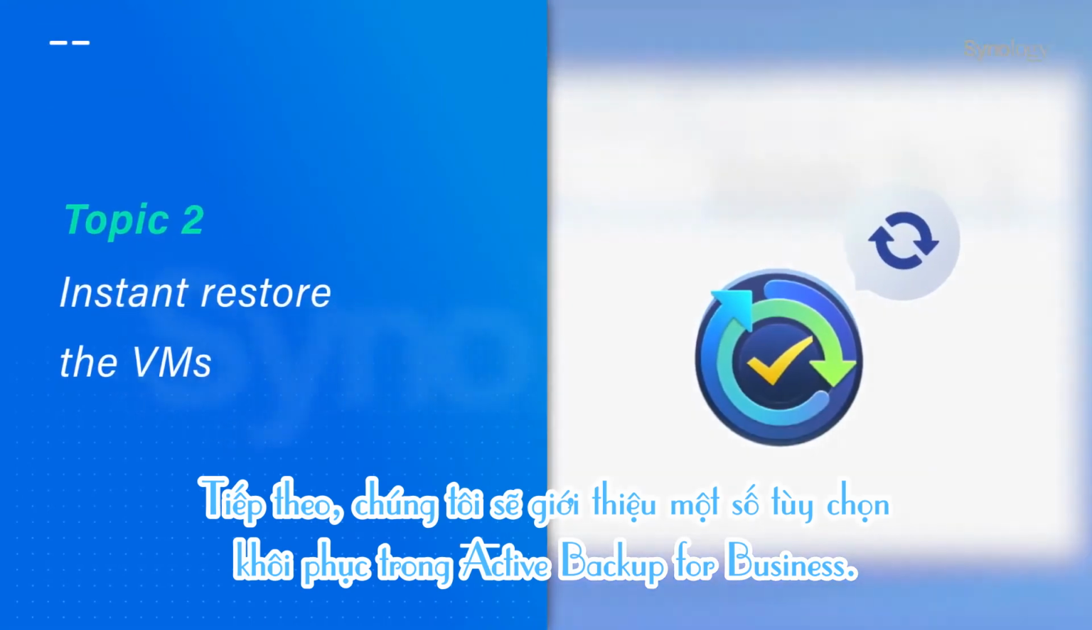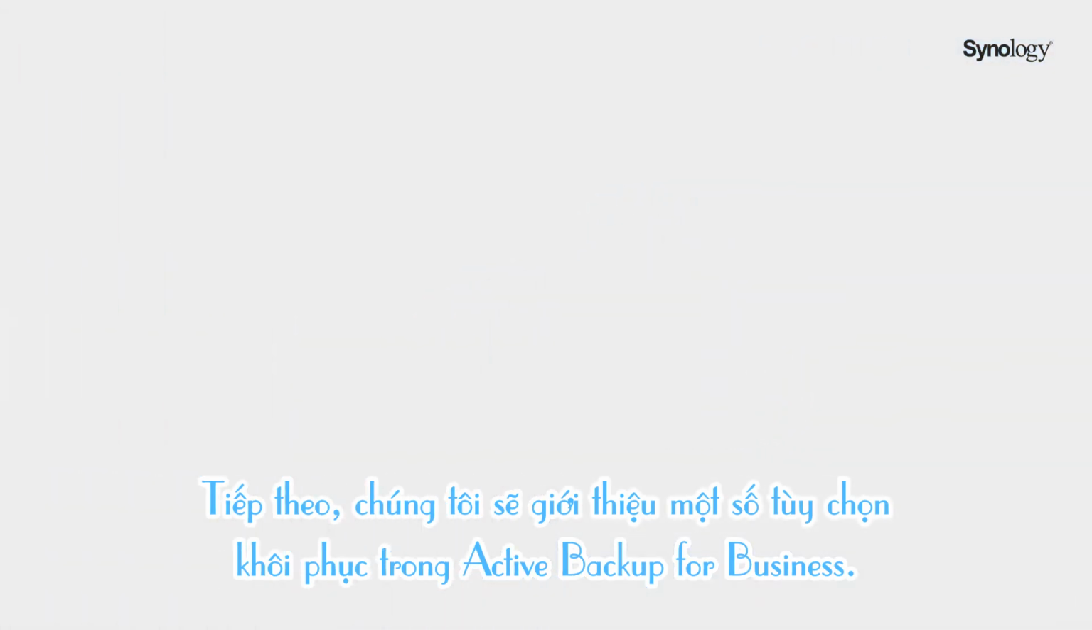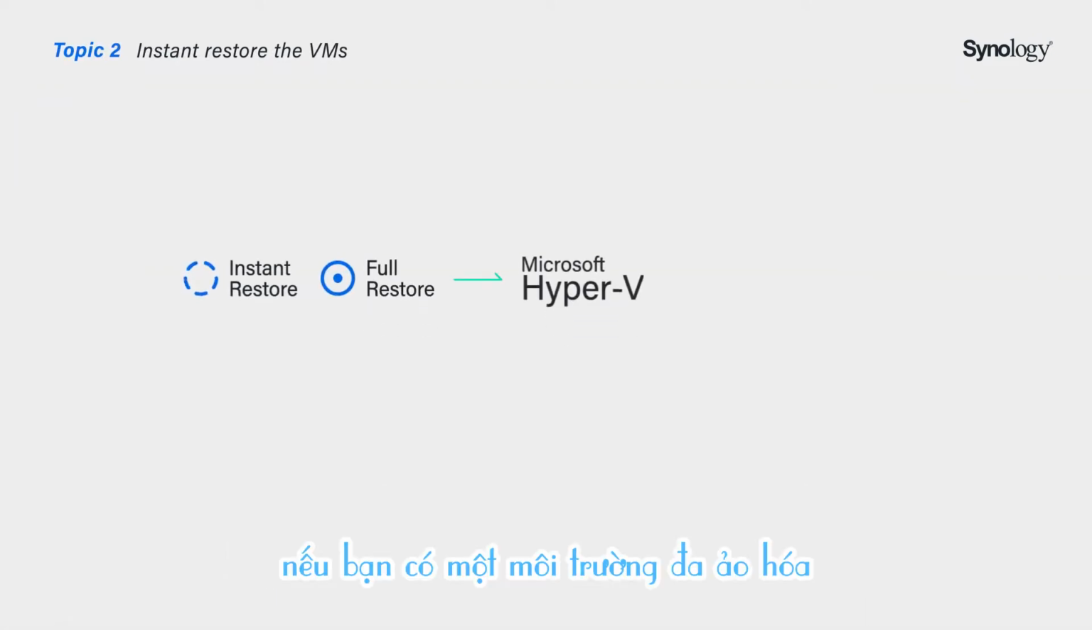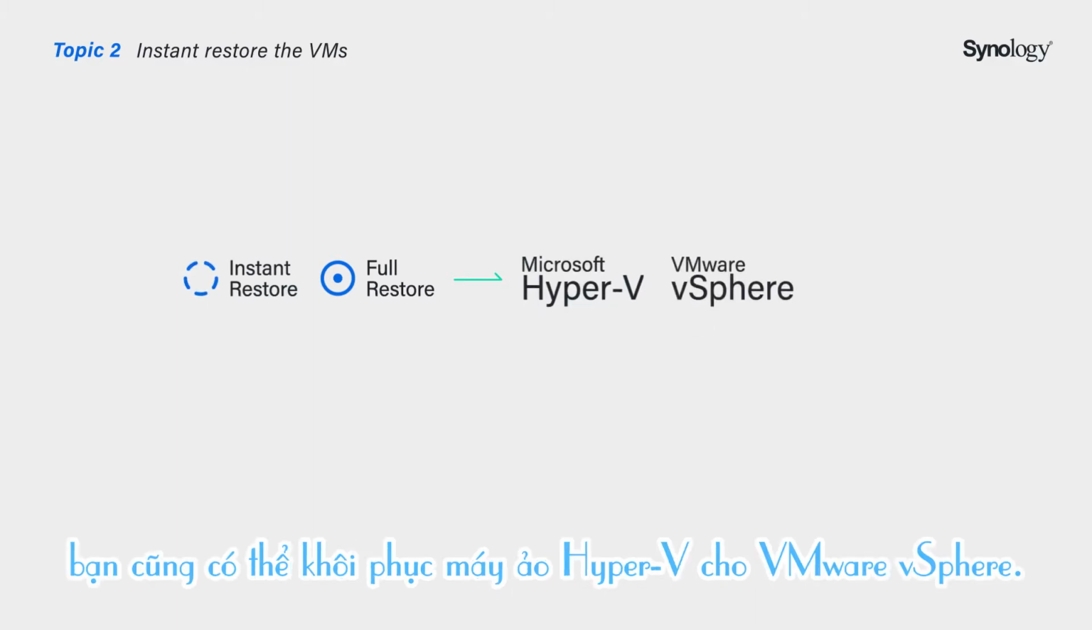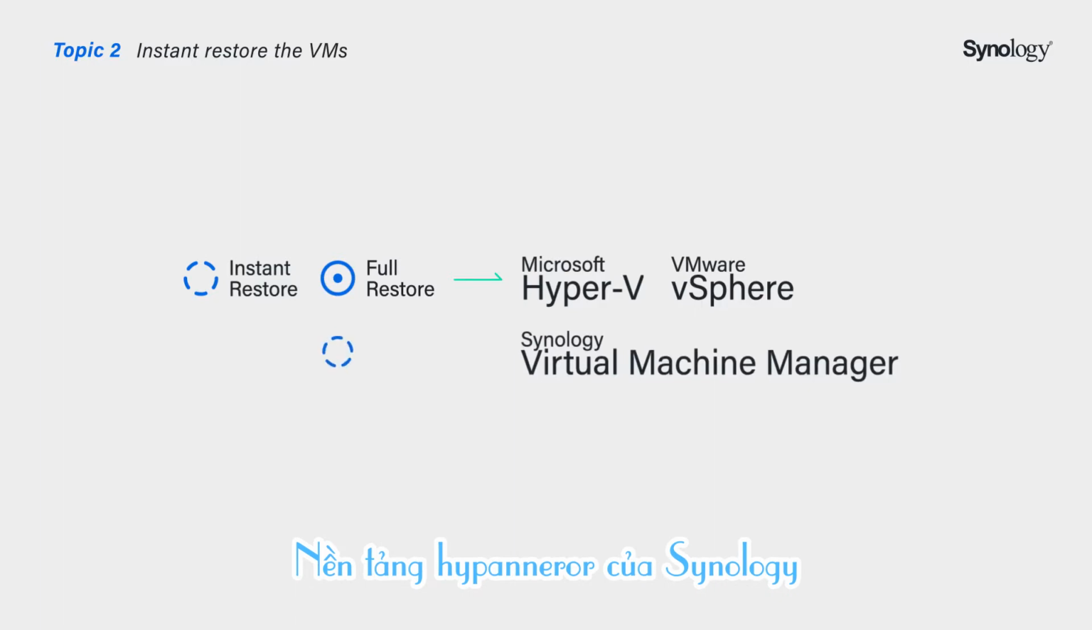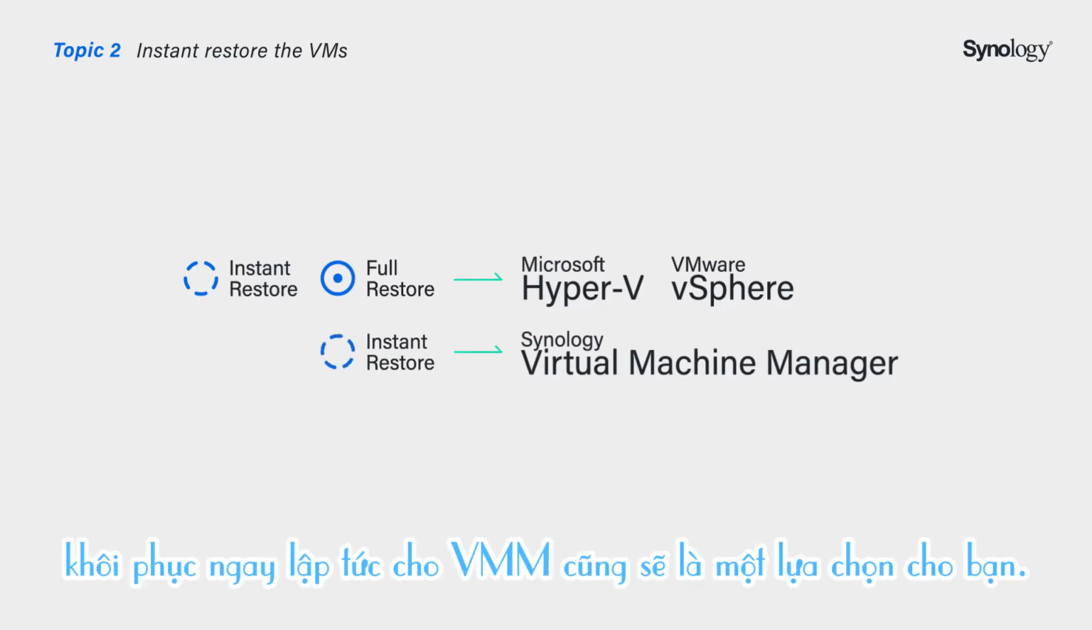Next, we'll introduce several recovery options in Active Backup for Business. Except for the option to perform instant or full restore to the original Hyper-V server, if you have a multi-hypervisor environment, you can also restore Hyper-V VMs to VMware vSphere. Or, if you have installed Synology Virtual Machine Manager (VMM), Synology's hypervisor platform, Instant Restore to VMM would also be an option to you.